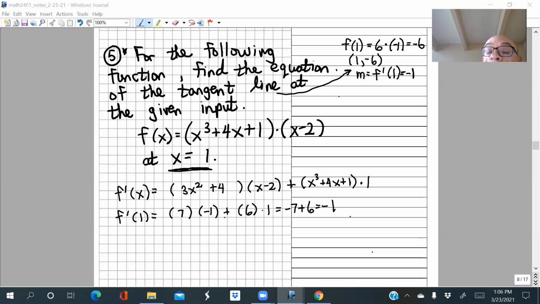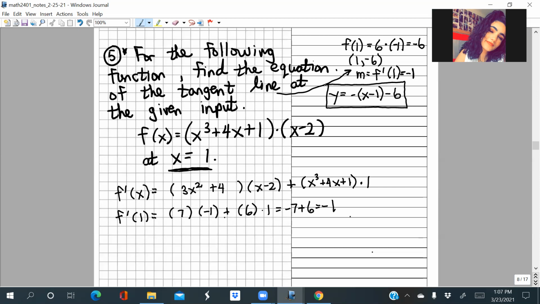So now we write down the formula for the tangent line. Remember, it's going to be y equals the slope, which is minus 1, times x minus the x coordinate of the point you're given. So this is x minus 1. And then you just add on the y coordinate of the point that you're given, which is minus 6. So, it's just that simple. There's the equation for the tangent line.